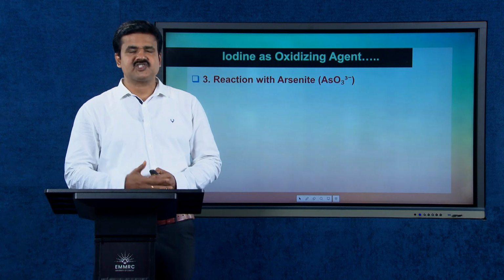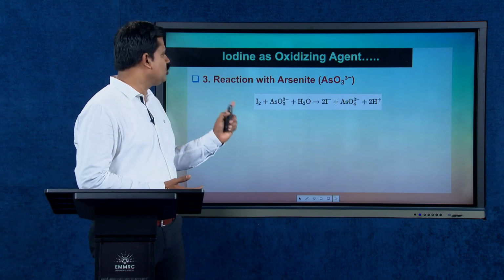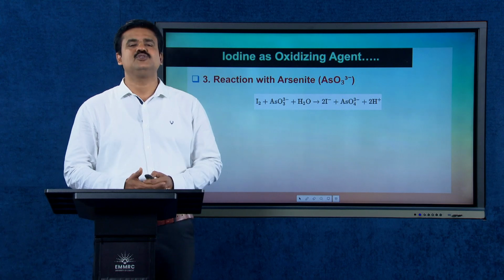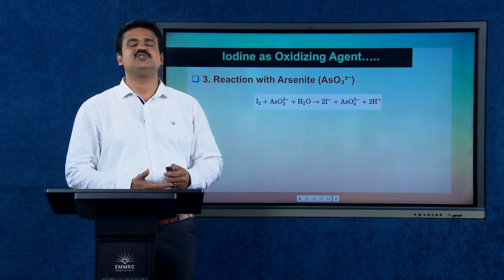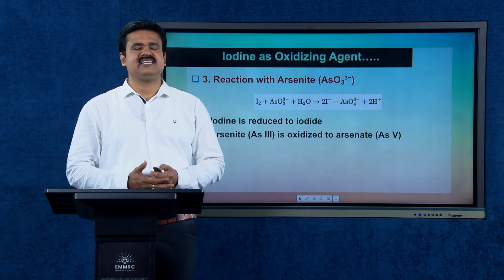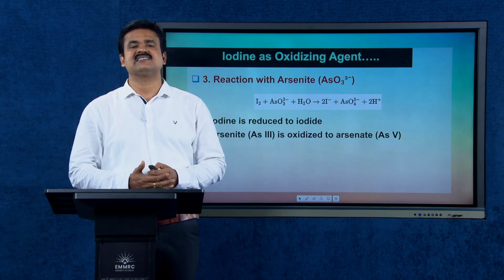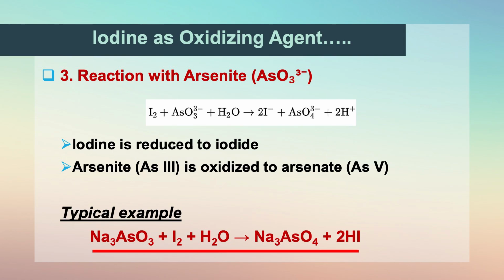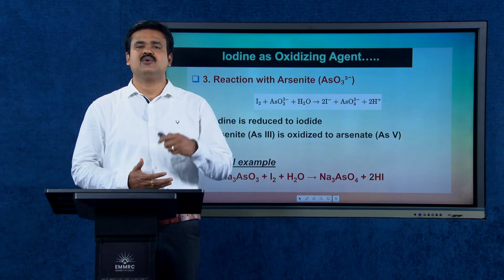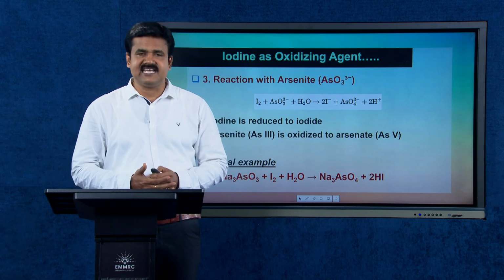Moving on to the next reaction, that is the reaction with arsenite. We are considering the reaction of iodine with arsenite. Arsenite is AsO3 3-. This is the reaction: I2 plus AsO3 3- plus water produces 2I- plus AsO4 3- plus 2H+. As in the previous case, in this reaction also, iodine is reduced to iodide and arsenite, where arsenic is As3+, is oxidized to arsenate, where arsenic is present as As5+. This is a typical example showing this reaction: Na3AsO3 plus iodine plus water gives Na3AsO4 plus 2HI. That is, arsenite is oxidized to arsenate. In the typical example, sodium arsenite is oxidized to sodium arsenate.